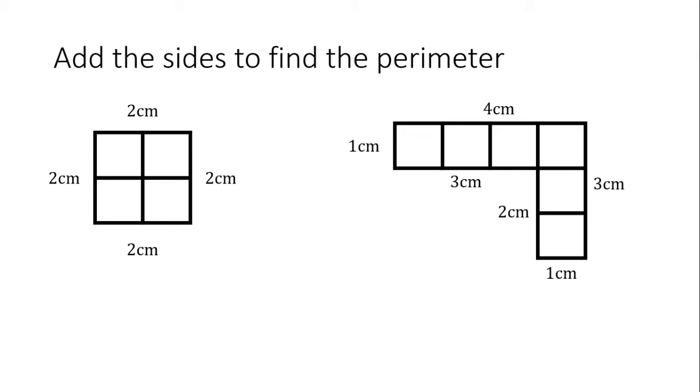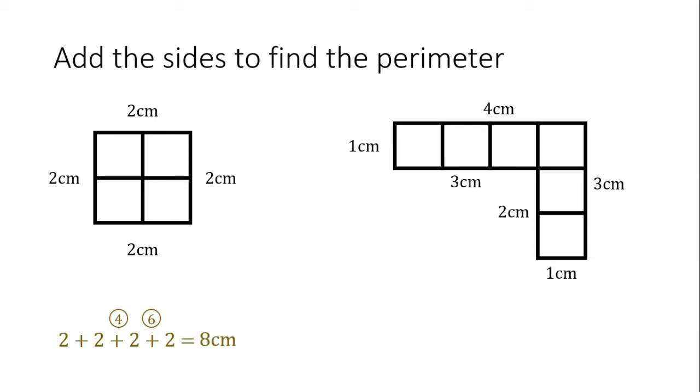All right, let's check your answers. Starting on the left, we've got a pretty simple shape. It has 4 sides, and each side is 2 centimeters, so that's going to be 2 plus 2 plus 2 plus 2. Okay, let's add it up. So 2 plus 2 is 4, and then 4 plus 2 is 6, and then 6 plus 2 is 8. So the whole thing is 8 centimeters long.